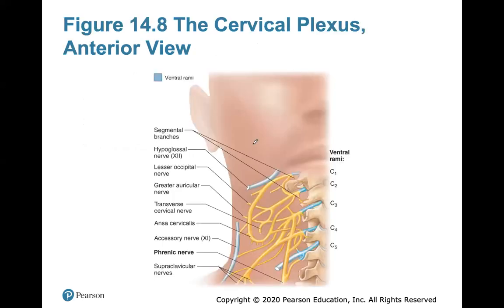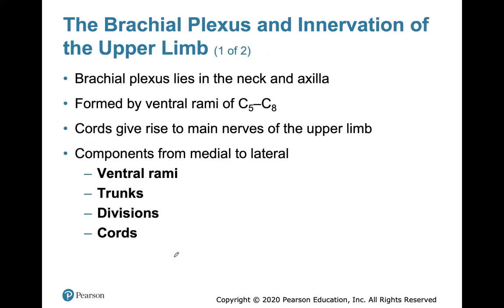So here's the cervical plexus. It's kind of a network of nerves that comes off of the spinal cord in the cervical region. And you can see the phrenic nerve in bold. The brachial plexus and innervation of the upper limb. So the brachial plexus lies in the neck and the axilla, or your armpit. It gives rise to the main nerves of the upper limb.